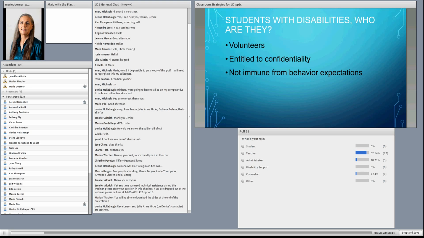People with disabilities are also entitled to confidentiality, so if students want to talk about their disability, I'll often take them outside of the classroom to talk to them. And with all of this, bad behavior in the classroom or not matching behavioral expectations is nothing to do with disability, and all of our students are expected to follow the same behavioral rules as everybody else.